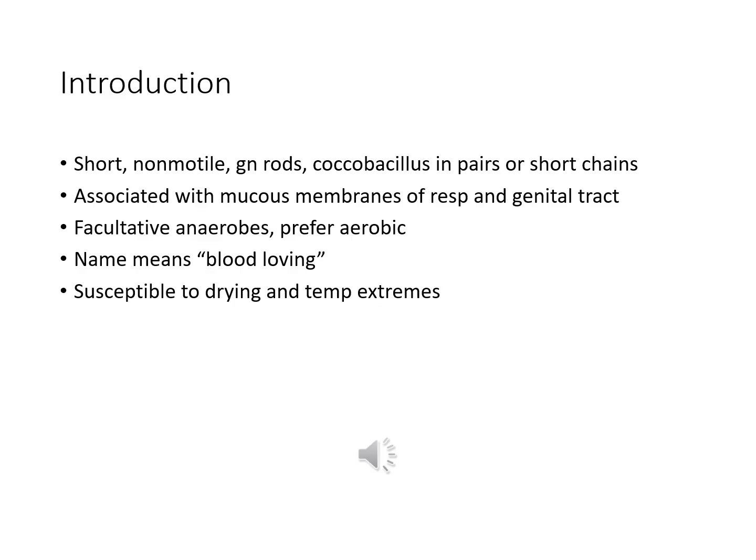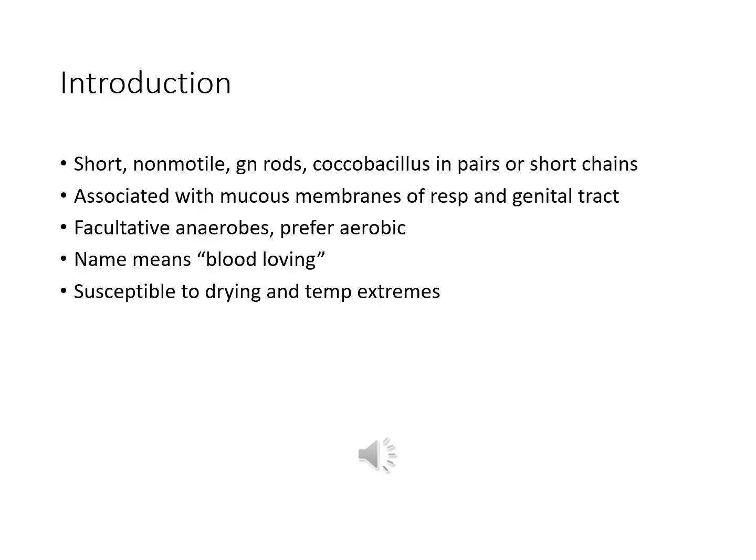These are short, non-motile, gram-negative rods. Oftentimes, they're actually referred to as a coccobacillus. So it's not a true cocci. It's just like it's stretched a little bit. So it's a really short rod. So that's where the term coccobacillus comes from. They're typically found in pairs or short chains.